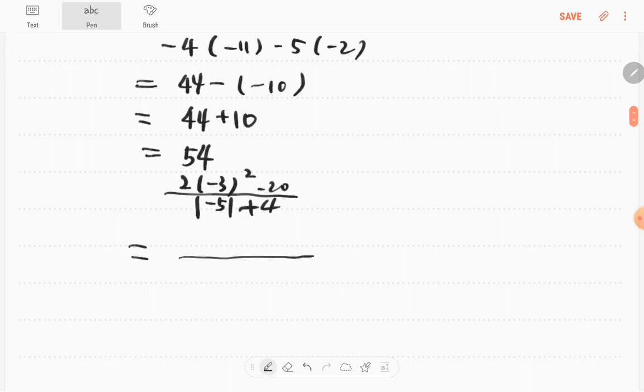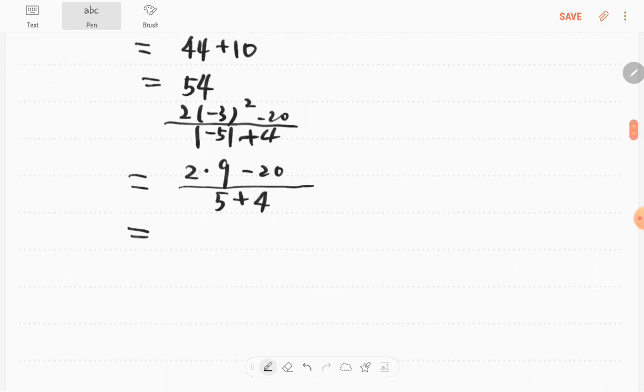So we can do the denominator. We should do the exponential expression first, so it will be negative 3 times negative 3. We will get positive 9 minus 20. Okay, this part, the absolute value of negative 5 is just 5, so 5 plus 4. So this part, we do the multiplication. 2 times 9, we will get 18 minus 20 and 9.